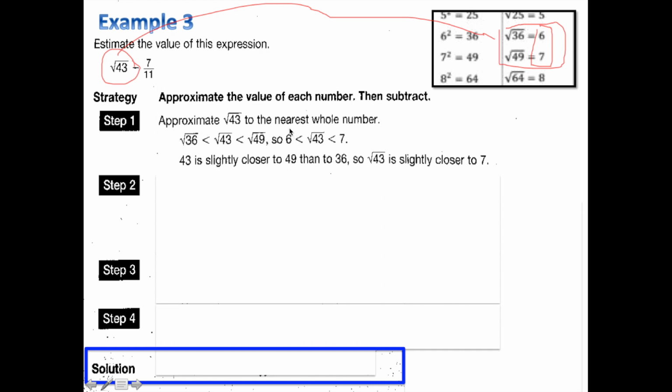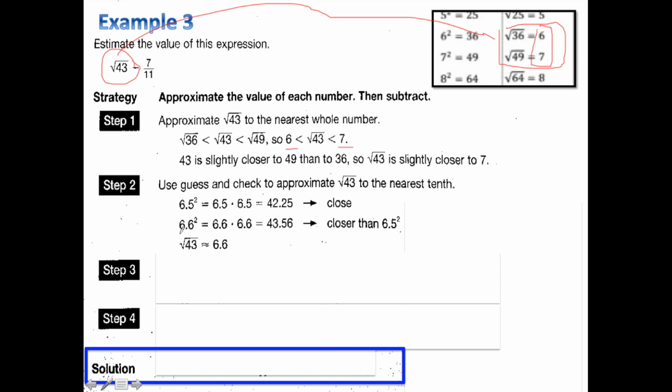How shall we do that? Between 6 and 7, we said, let's make some guess and check. Let's try 6.5. We will get 42.25. Is that close to 43? Okay, let's see. How about 6.6? We'll get 43.56. Is that closer to 43? Yes. So we will use this one because it is closer. So remember, the estimate of the square root of 43 that we're going to use is 6.6.